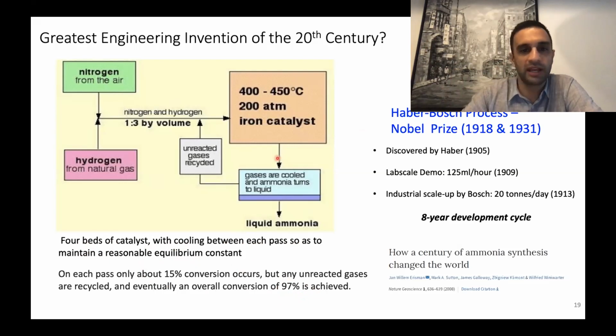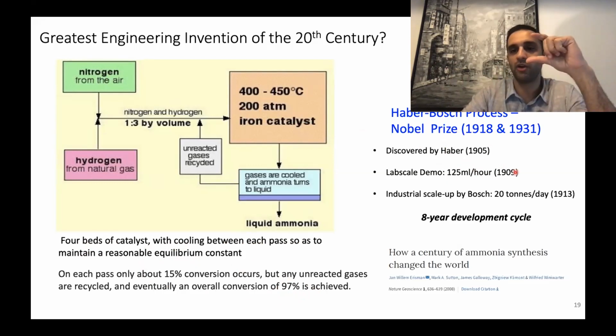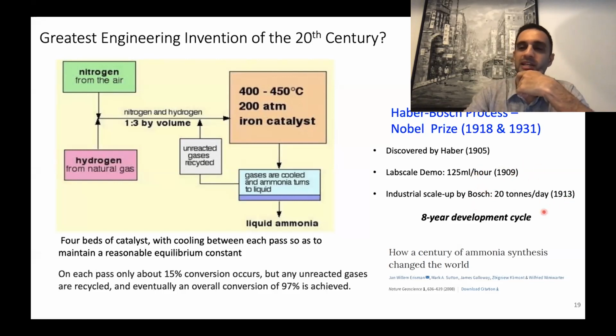So if you look at the technology innovation, the process was discovered by Haber in 1905 in the lab, and the throughput was only about 125 milliliters per hour. Okay, that's basically how much you can carry on the plane, right? 100 milliliters. And Bosch actually industrialized this to 20 tons per day, right? Within a period of 8 years. And this was accelerated by the World War.